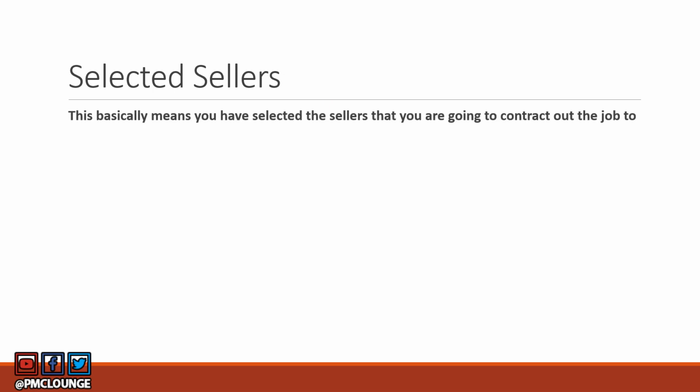So selected sellers, that's the first output, which basically means that you have selected the sellers or the contractors that you are going to contract out the job to. So you have something that you want to contract out, and finally in this process you have selected the seller, or multiple sellers, that you are going to contract the job out to.